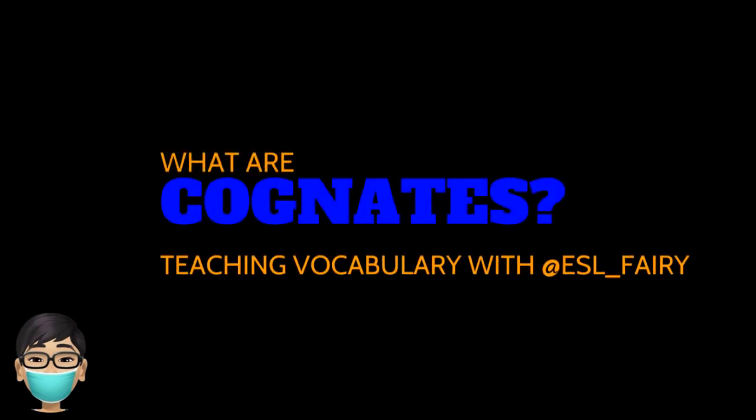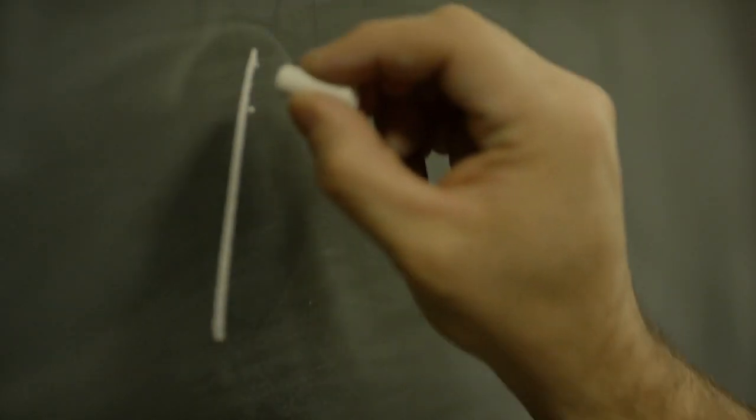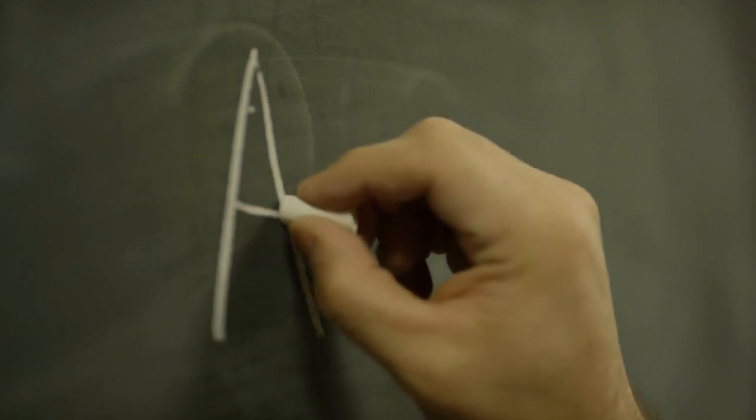What are cognates? Teaching vocabulary with ESL Fairy. Cognates are words in different languages that share a common origin and have a similar meaning. They're easily recognized because they look and or sound alike.